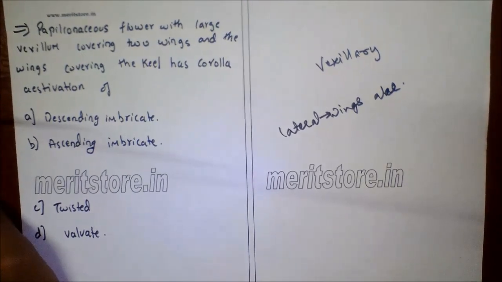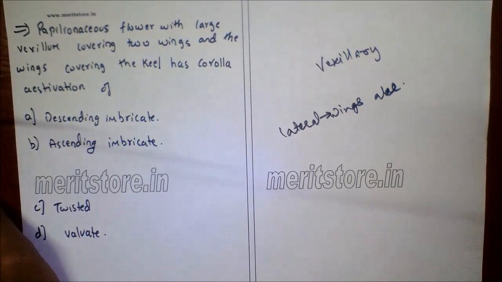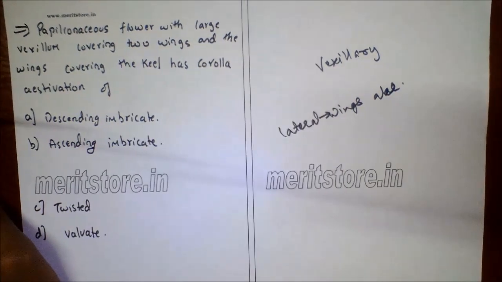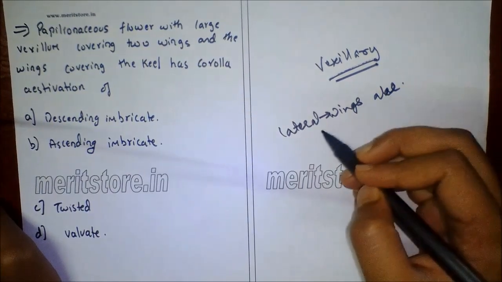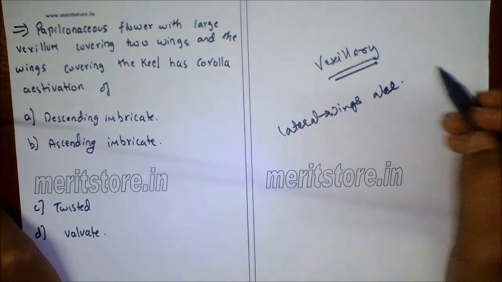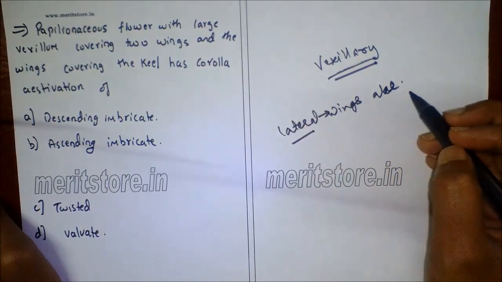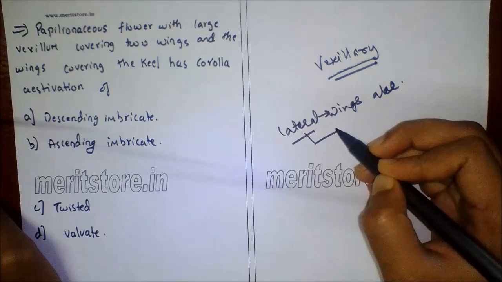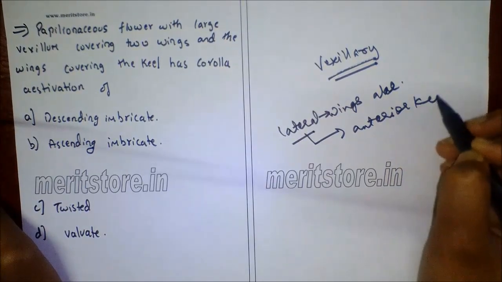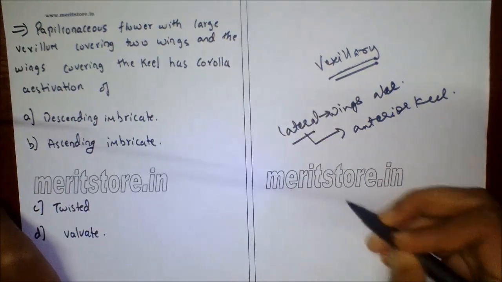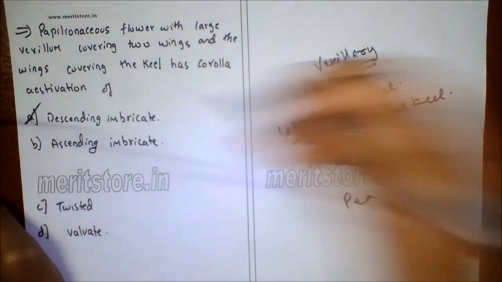Papilionaceae flowers have a large vexillum covering two wings, and the wings cover the keel, and the corolla has descending imbricate or vexillary estivation. The posterior large petal overlaps the lateral two, which are known as wings or alae, on the margins, while the lateral ones overlap the anterior keel or carinal petals. It is seen in pea and gram. So option A is the correct answer.